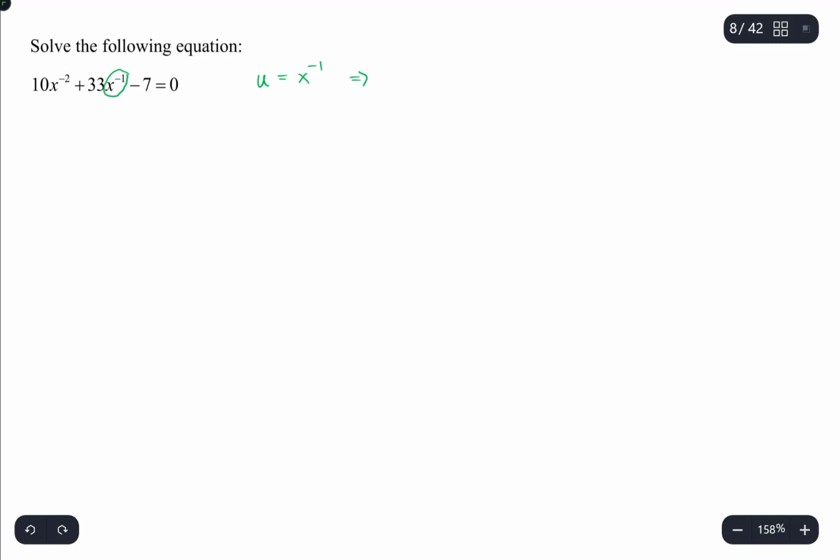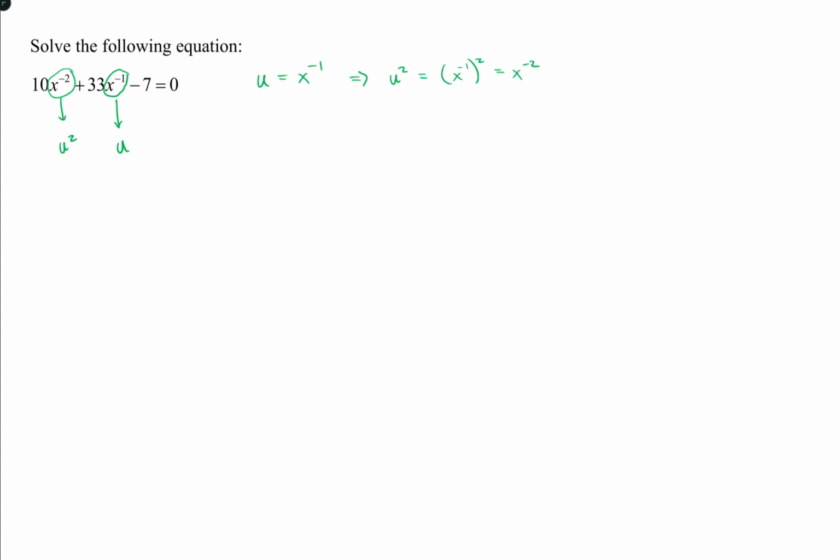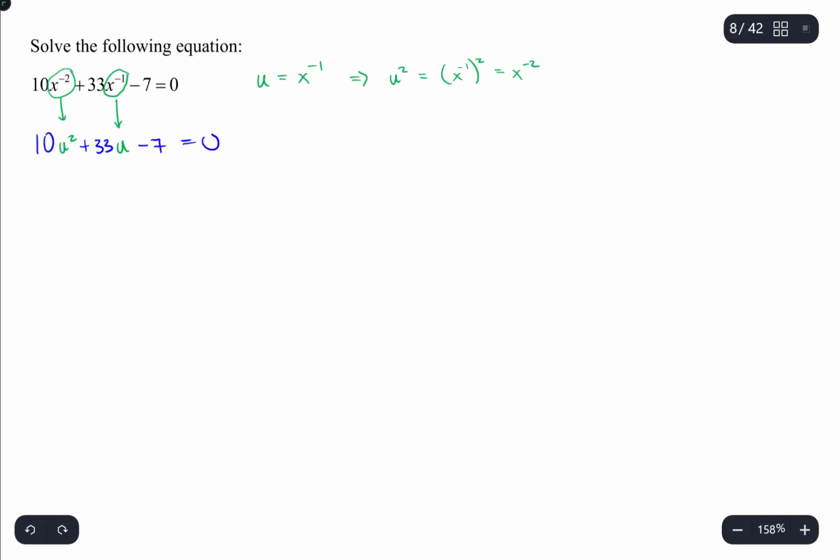Then if we square that, so that would be u squared equals x to the negative 1 squared, which is x to the negative 2, which is the same thing as I have right here. I can make these substitutions, and this would be u squared and u instead of x to the negative 1 and x to the negative 2. So I have 10u squared plus 33u minus 7 equals 0, which is a quadratic at this point.